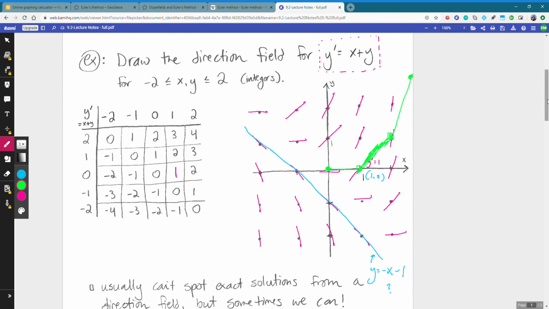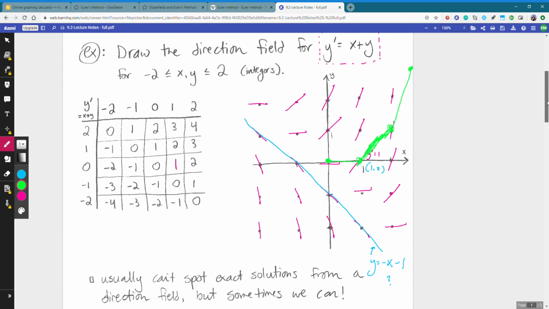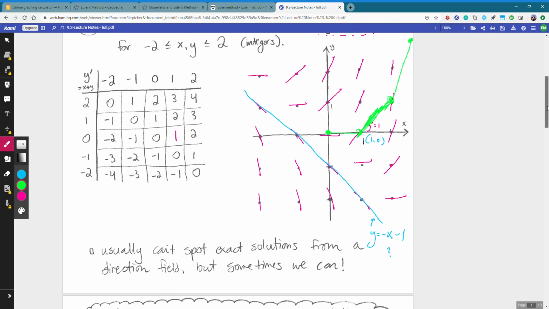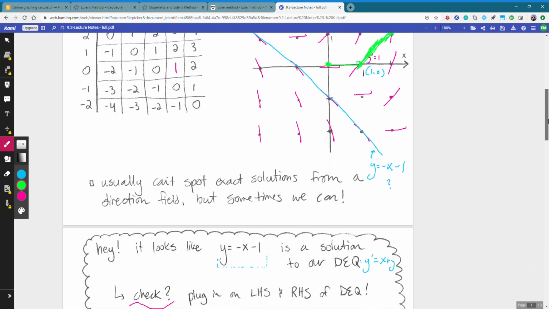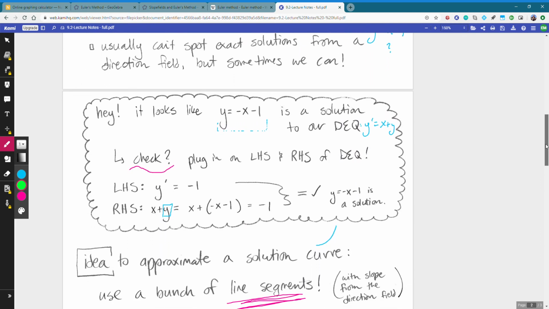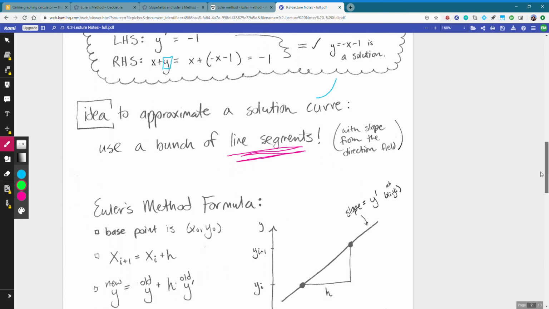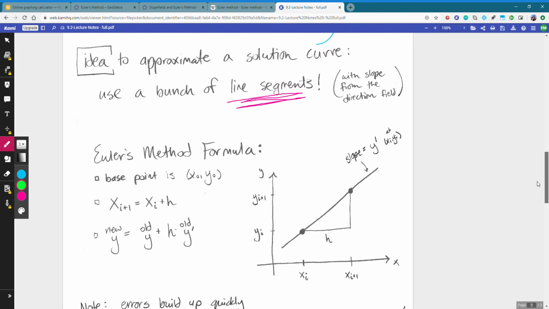And so in order to work this out, it helps to have a formula. Let's slide down. There's actually a really nice formula for Euler's method.